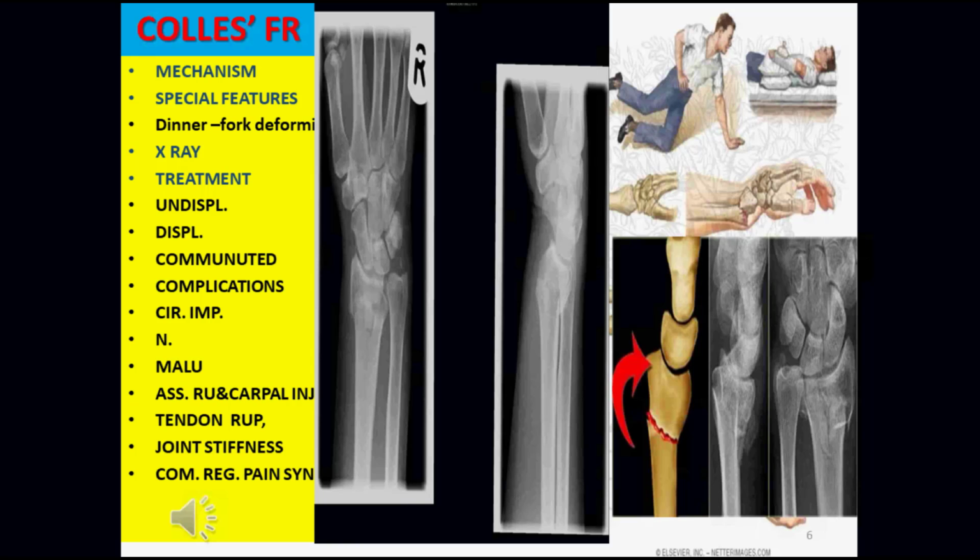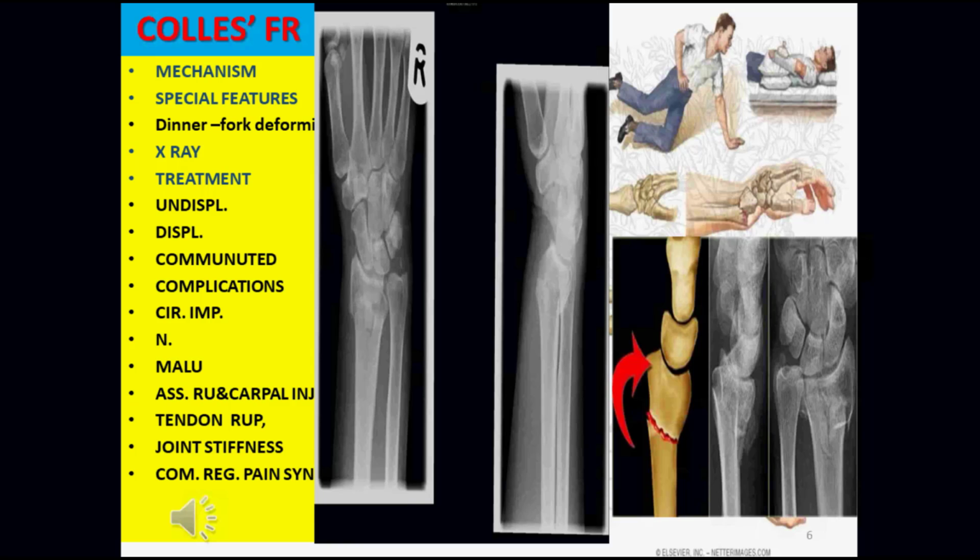Treatment in undisplaced fracture: usually the fracture can be held in a dorsal slab for 1 to 2 days, and then we change it to a cast for 4 weeks and start mobilization as early as possible.